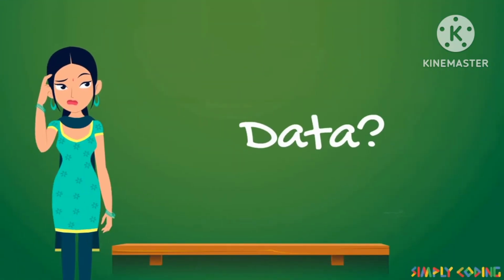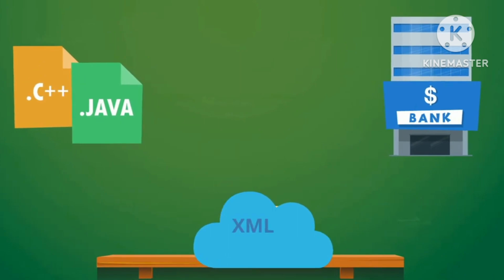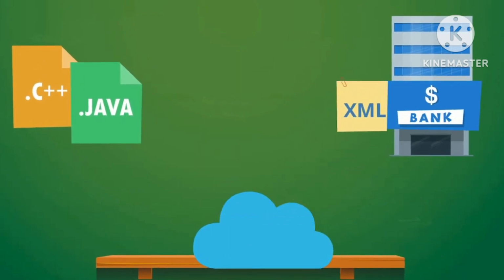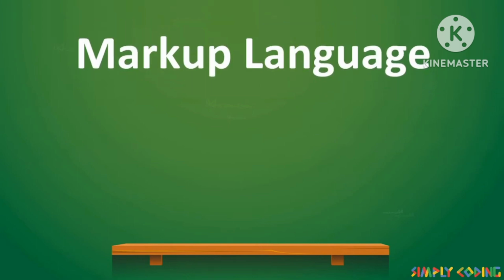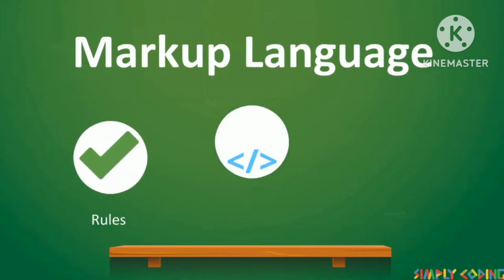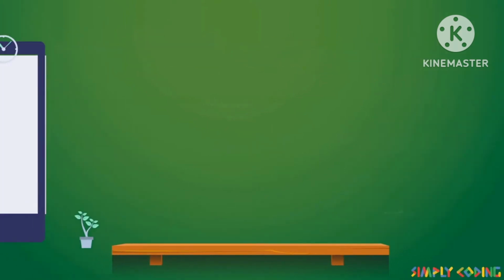So what is data? Data means raw information, that is unprocessed data. Here XML is used to transfer data between applications. So XML is a markup language, we already know that. So what is a markup language? It has some predefined rules to wrap the data in tag format to define a text document.